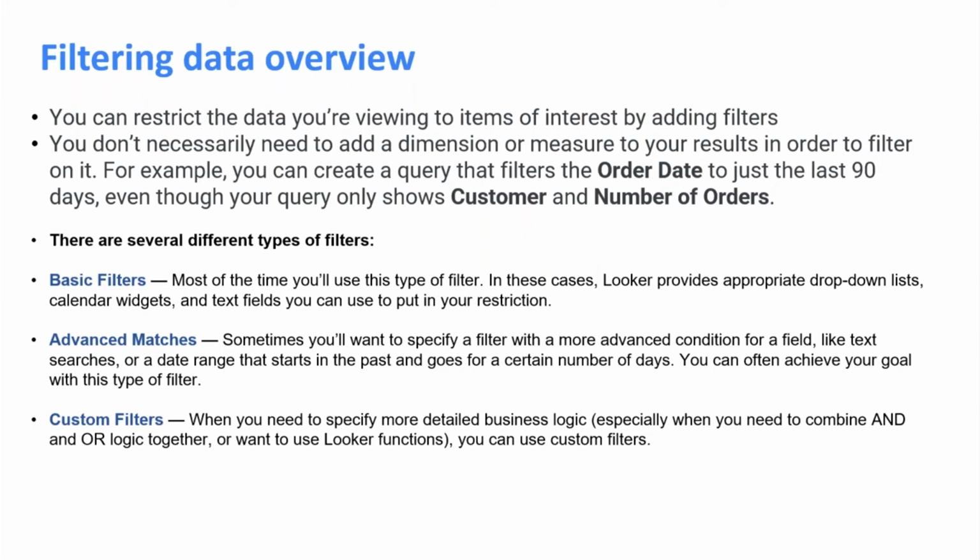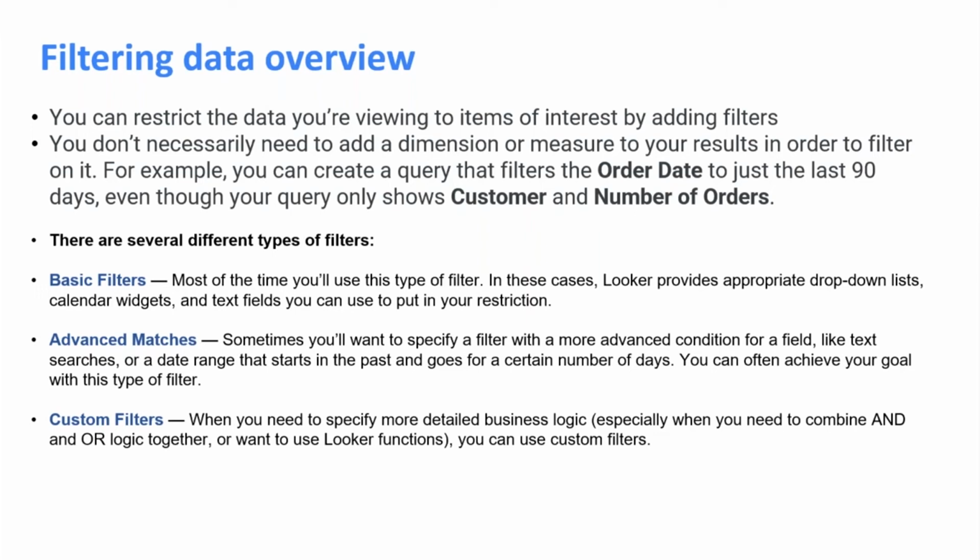In these cases, Looker provides appropriate drop-down lists, calendar widgets, and text fields you can use to put in your restrictions. As we saw earlier, there was the "in" clause or "is equal to" where we can put our hard-coded values, which are called text fields. And if you see the drop-down list, there are different types of filter options. If you go to that, you get a drop-down list and you can select based on that, like is less than, is greater than, and other options.